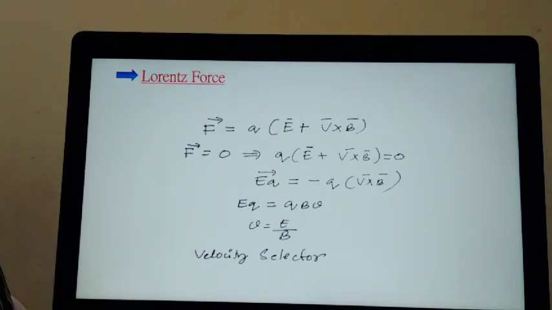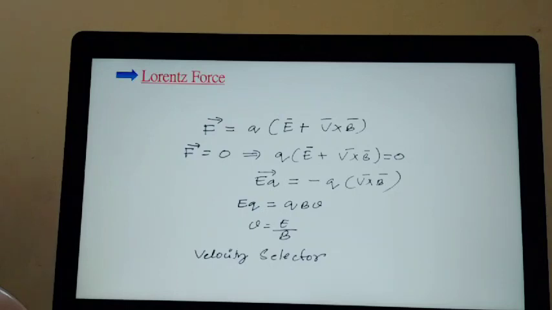Suppose a charge q is moving with a velocity v, and it is subjected to an electric field E and a magnetic field B. The electric force experienced will be qE, and the magnetic force experienced will be q v cross B. So the total force will be qE plus q v cross B. q is common, so q times E plus v cross B is the total force experienced by that particle. It is the sum of electric force and magnetic force, and that is known as the Lorentz force.